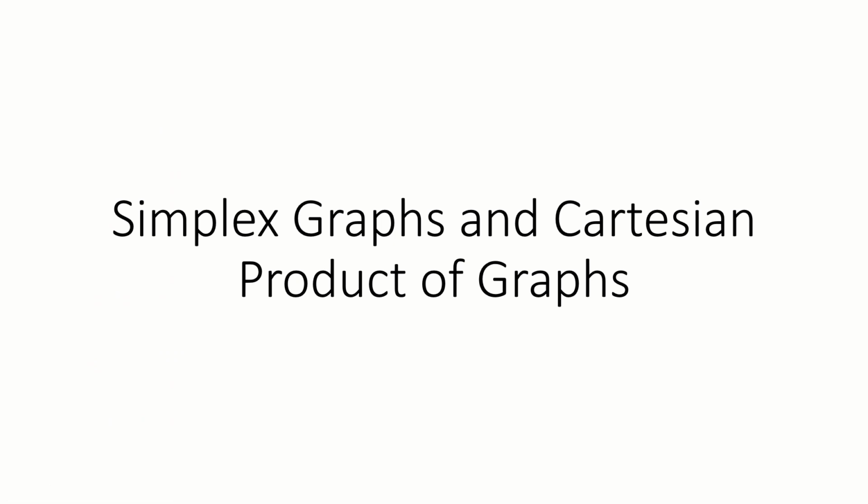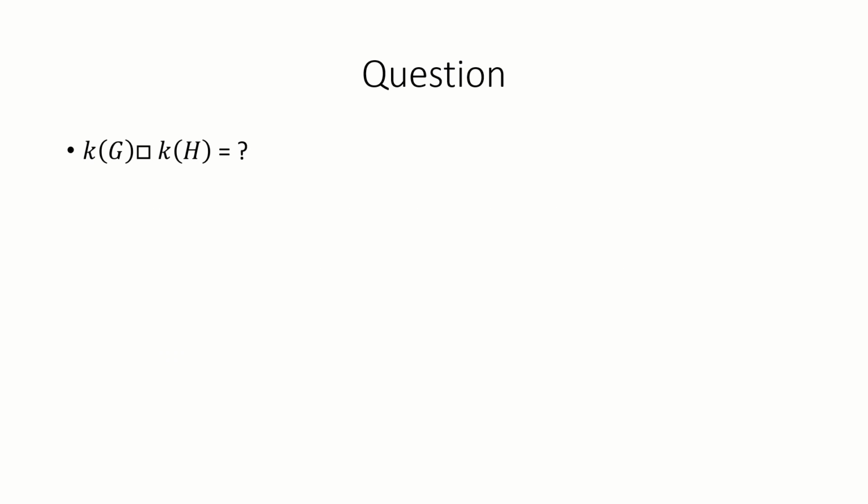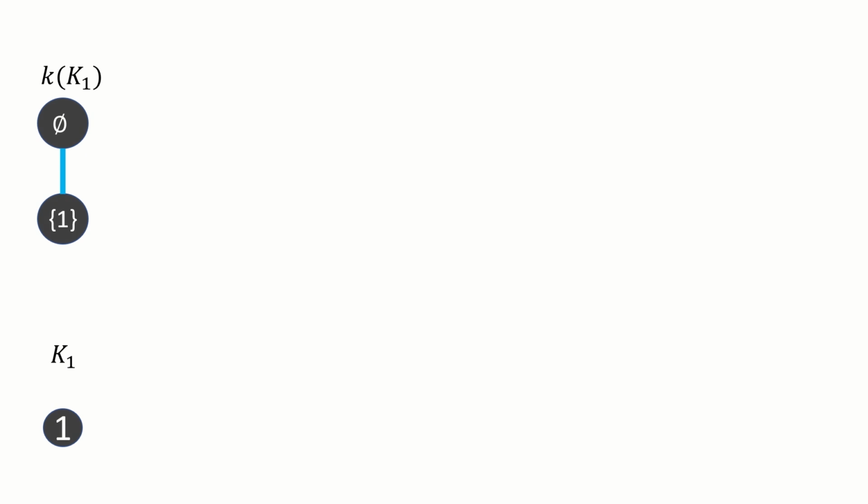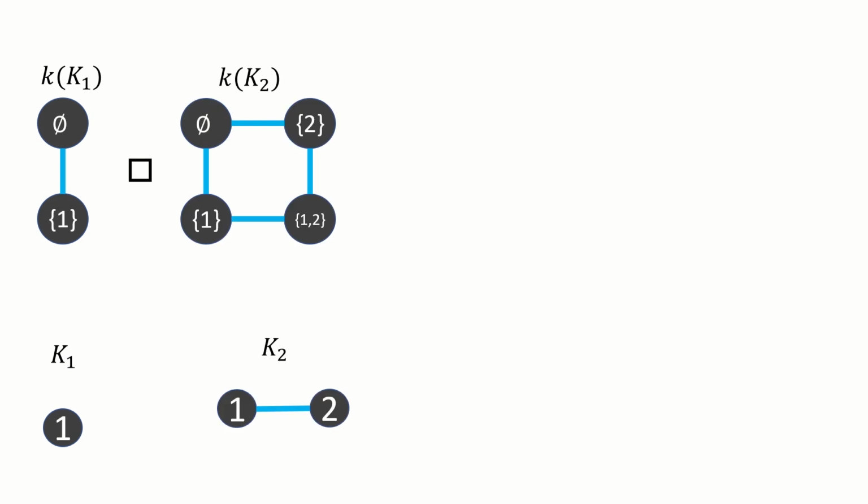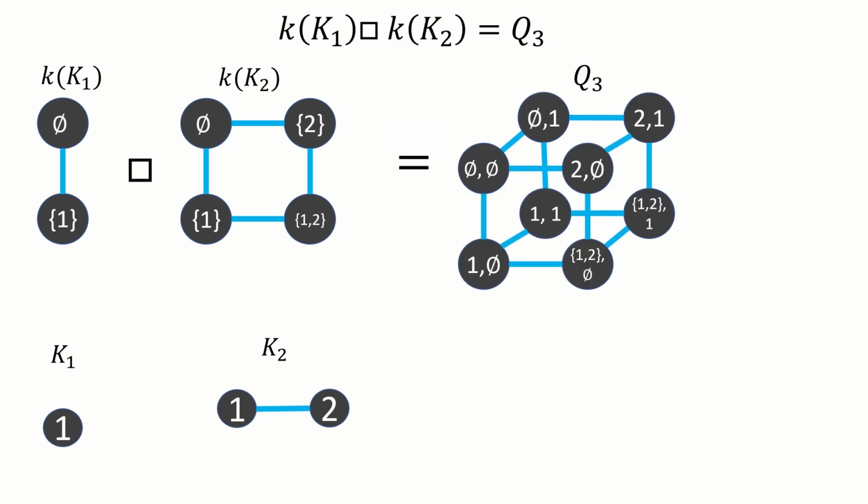Today we're going to look at a connection between simplex graphs and the graph Cartesian product. Does anything interesting happen if we take the Cartesian product of two simplex graphs? For example, let's take the Cartesian product of the simplex graph of the graph with one vertex with the simplex graph of the complete graph on two vertices. Our result is isomorphic to Q sub 3, the three-dimensional hypercube.